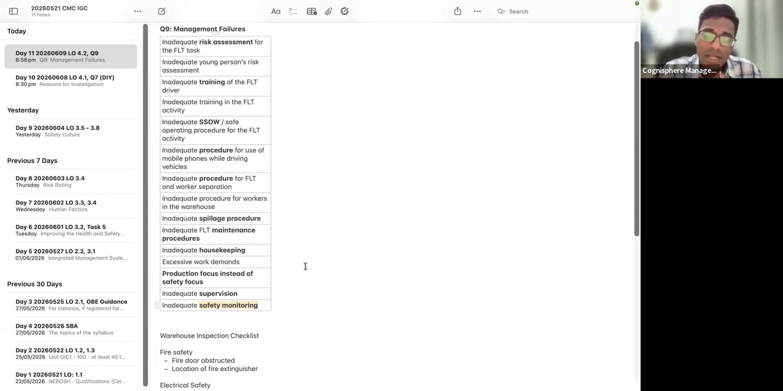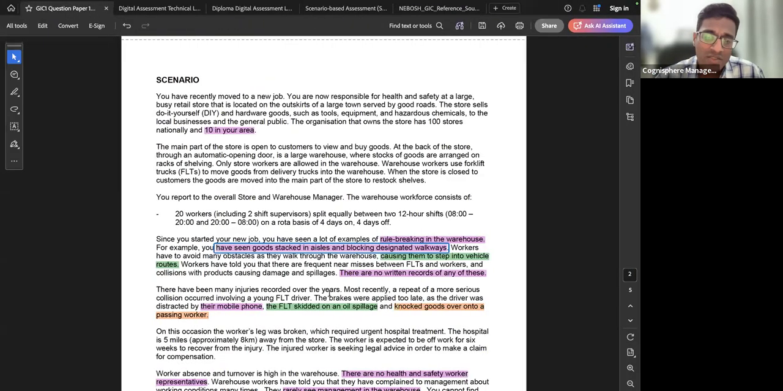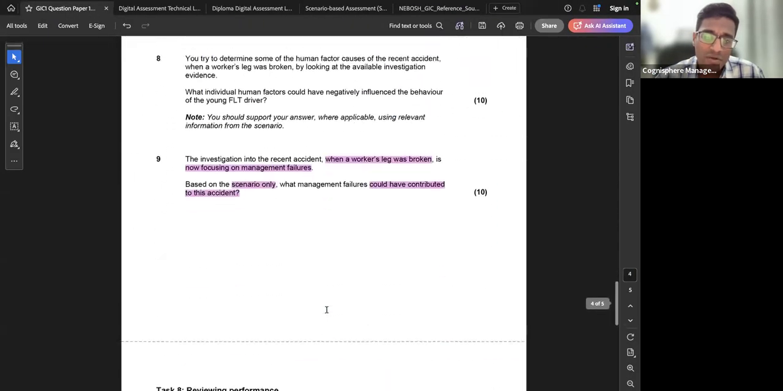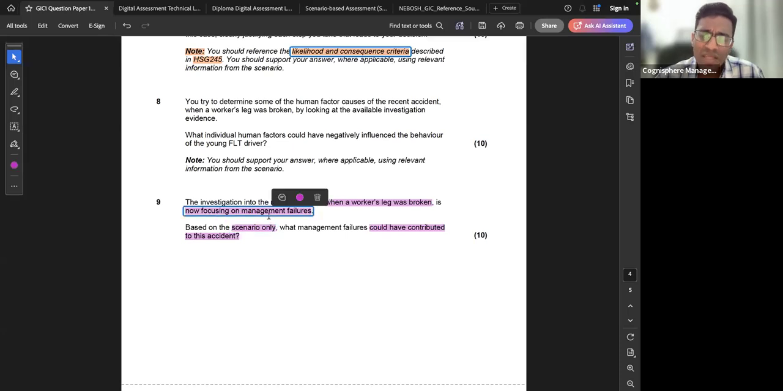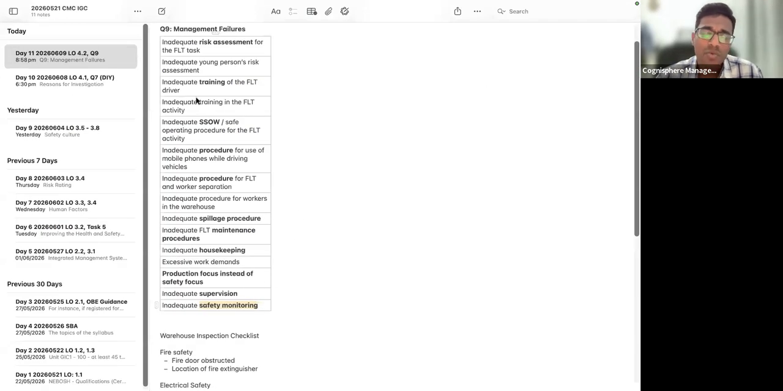So if we write the immediate causes like using mobile phone while driving, oil spillage, forklift truck skid, or goods stacked on the aisles, all these will not be mark-worthy points. If the same question used the words immediate causes instead of management failures, then those points would be appropriate. For immediate causes, if you are writing these points here, they will not be mark worthy.